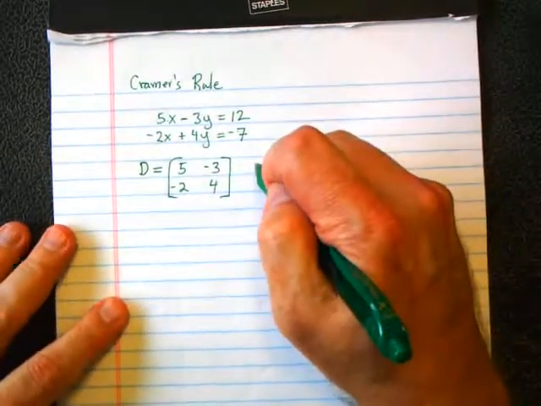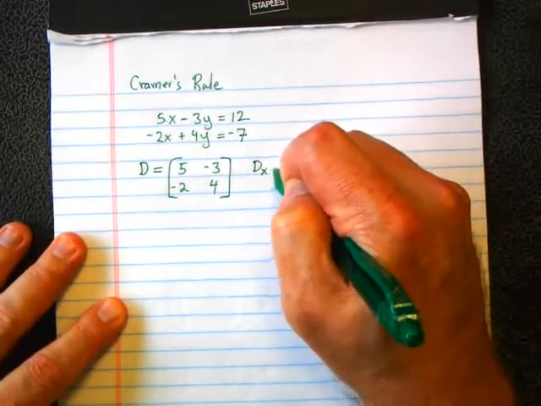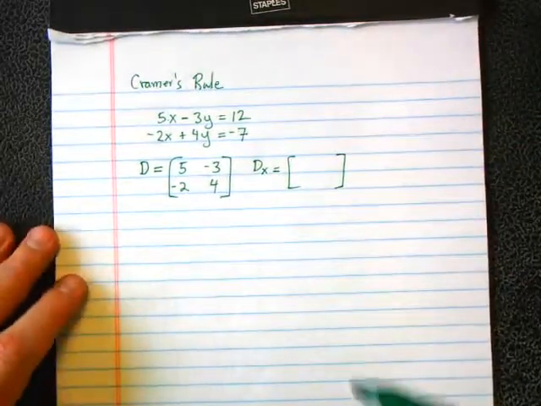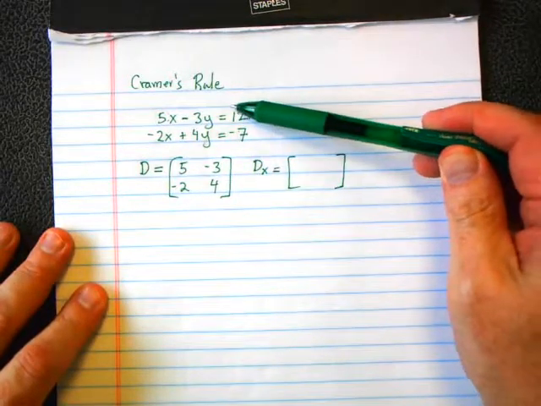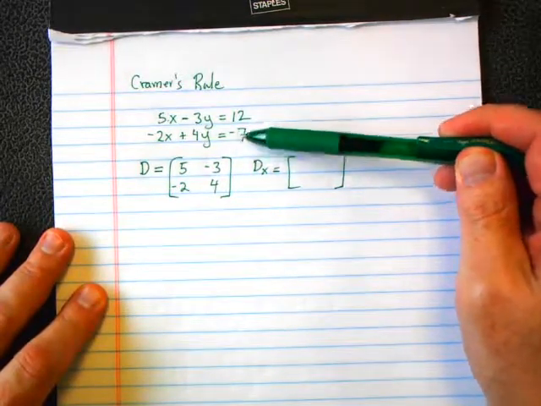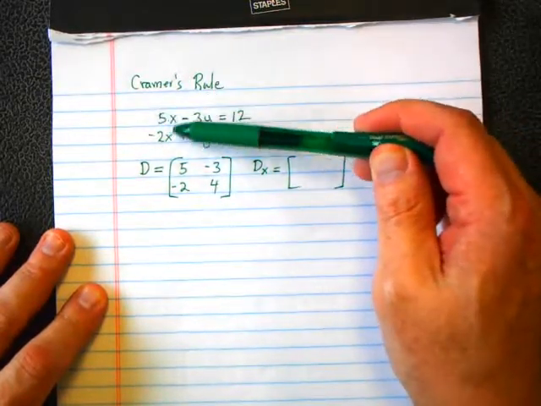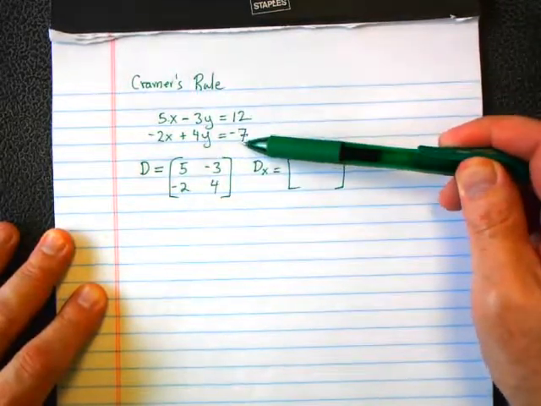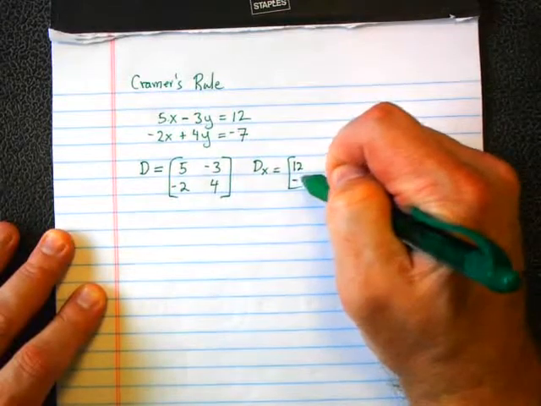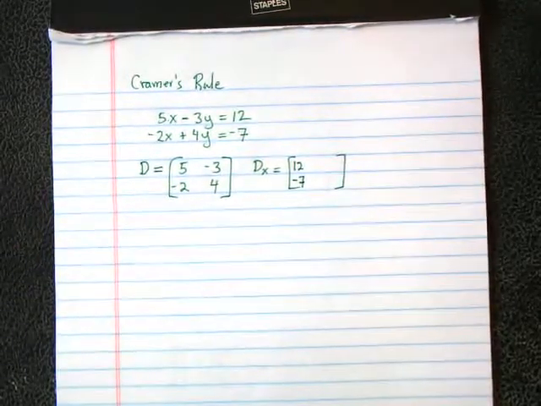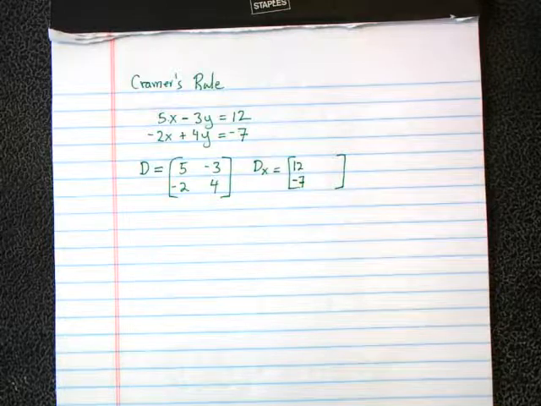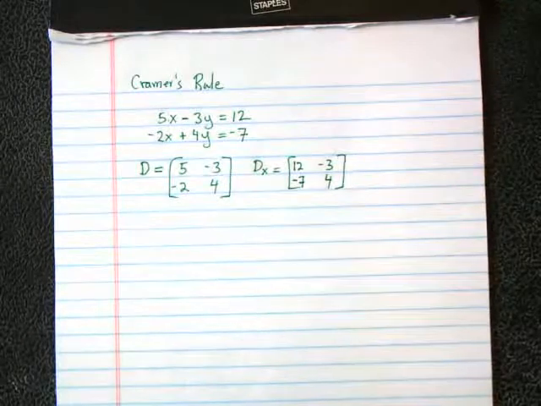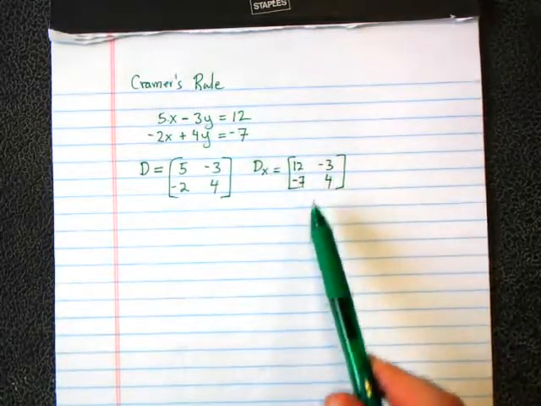The second matrix is called D sub x. For D sub x, you take these numbers over here, the 12 and the negative 7, and you put them in place of the x numbers from your original D matrix. So instead of having 5 and negative 2, I'm going to put 12 and negative 7. What goes on the right? Leave it exactly like it was in the D matrix, negative 3 and 4. So for dx, you put these numbers in the x spots.